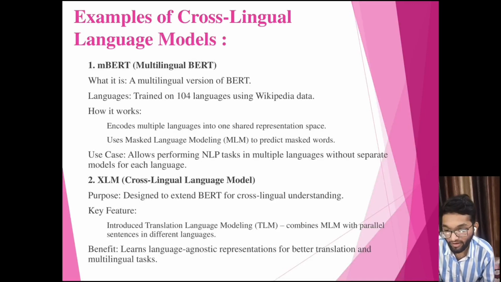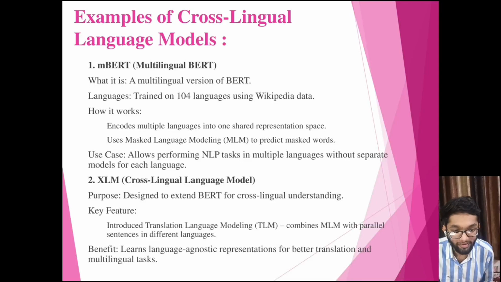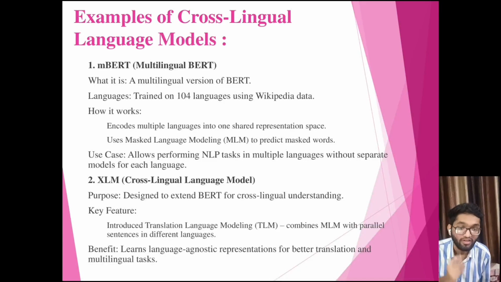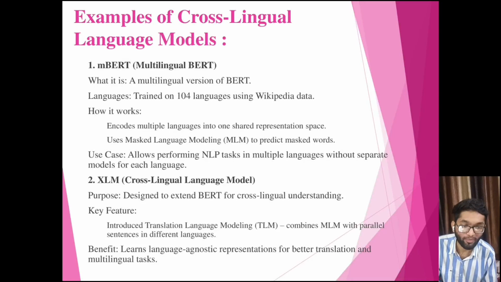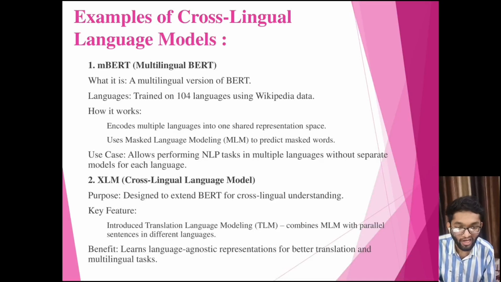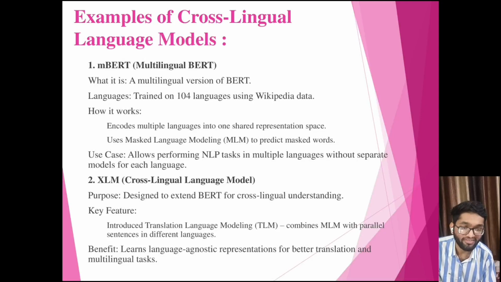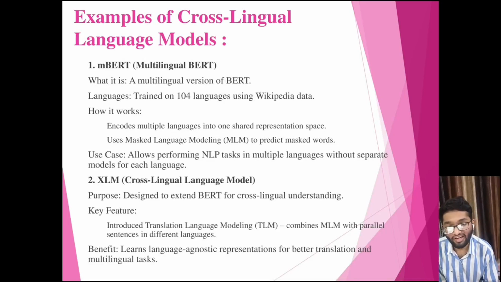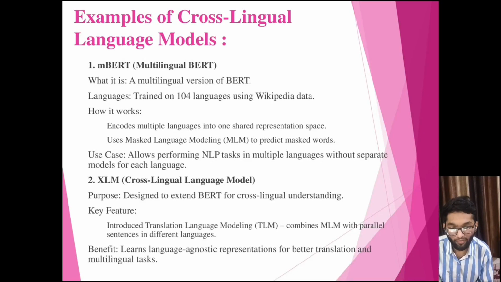First is mBERT, multilingual BERT. What is it? A multilingual version of BERT trained on 104 languages using Wikipedia data. How it works? Encodes multiple languages into a shared representation space, allowing it to handle multiple languages at once using masked language modeling to predict missing words. Use case: allows performing various NLP tasks like classification, question answering across multiple languages without needing separate models for each language.